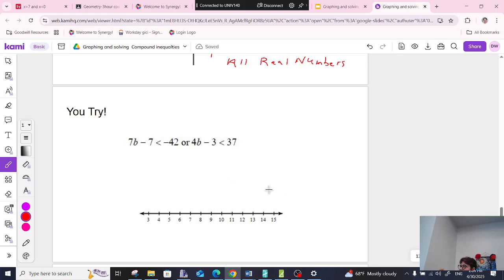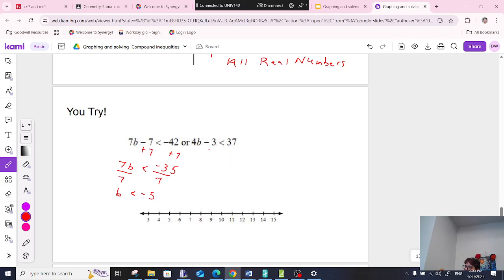So when you solve this, I added... 7b less than negative 35, divide by 7, divide by 7, b is less than negative 5. But there's no negatives. Oops, sorry. We're going to solve this one and we'll draw a new number line.